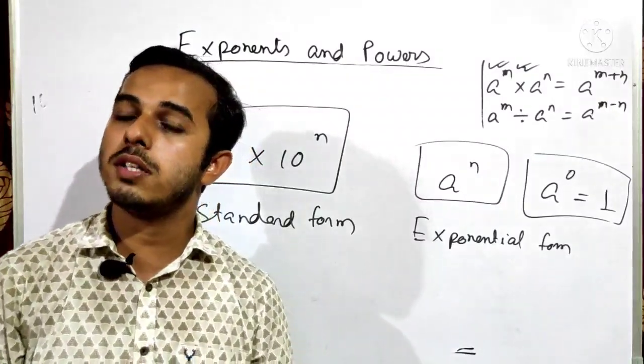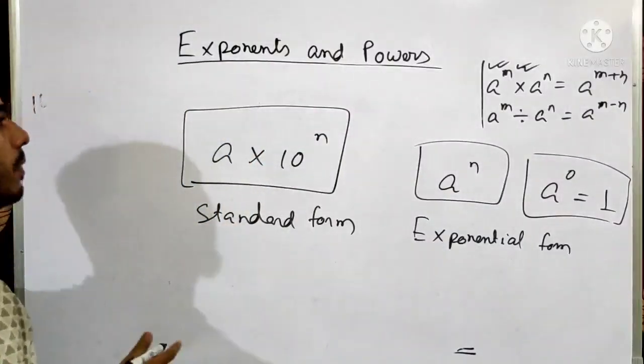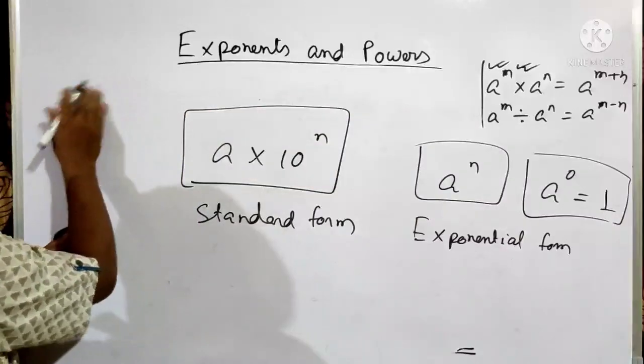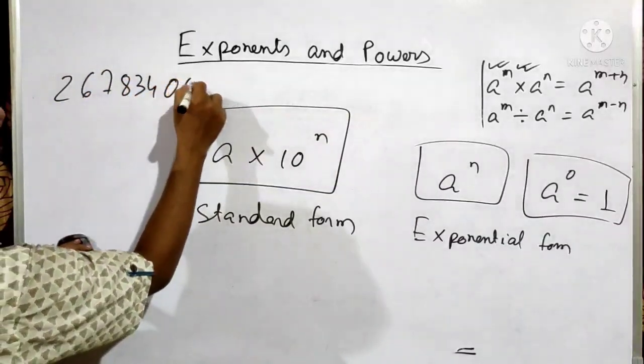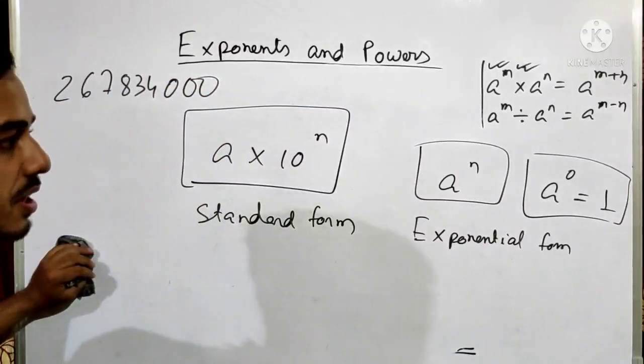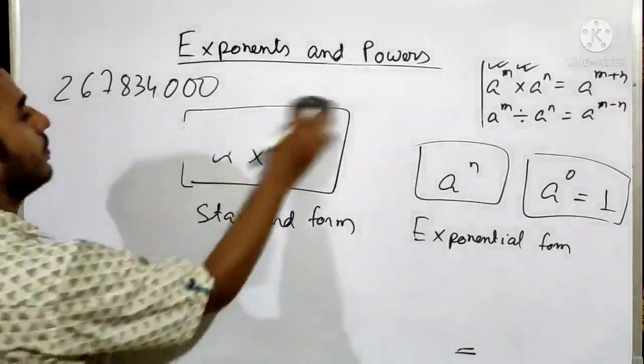Okay, after one digit we have to put the decimal. So let's take a number, for example 2 6 7 8 3 4 000. How to express this number in the standard form? Okay, let's have a look.